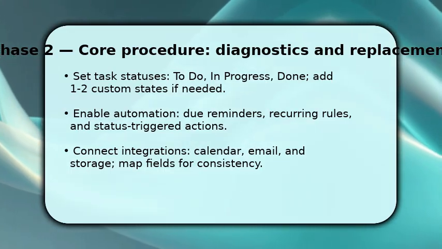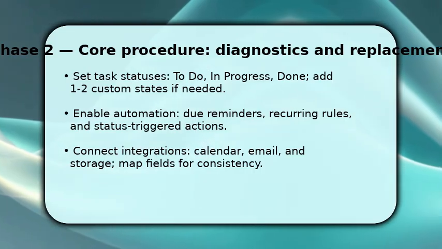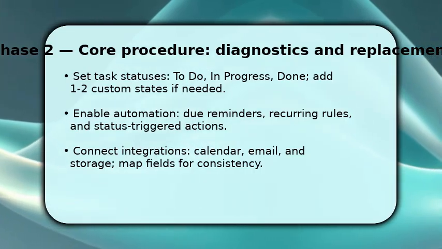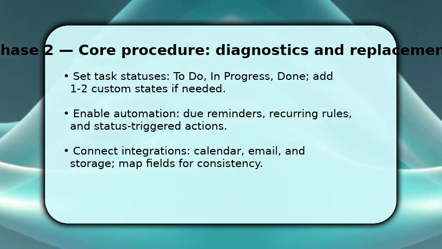Next, integrate your calendar, email, and file storage so attachments and deadlines sync. Make sure to map fields consistently across tools, otherwise deadlines and owners can mismatch and cause confusion.